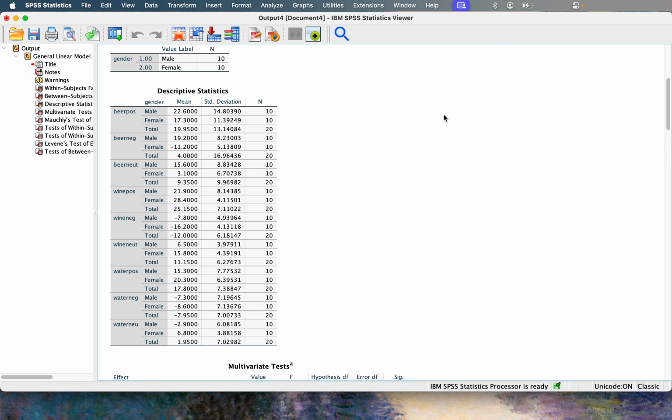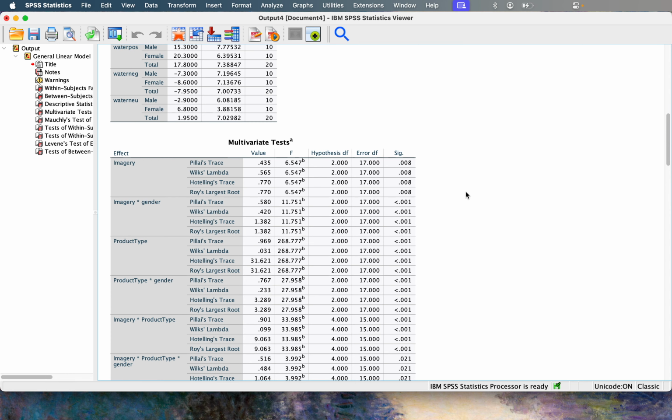So neutral imagery had mixed effects. We see that wine received consistent ratings across both genders. Males rated beer more favorably and females rated water more favorably. So overall, males rated beer higher across all conditions, and females rated wine and water more favorably across all conditions. Females were also more sensitive to negative imagery, particularly beer and wine.